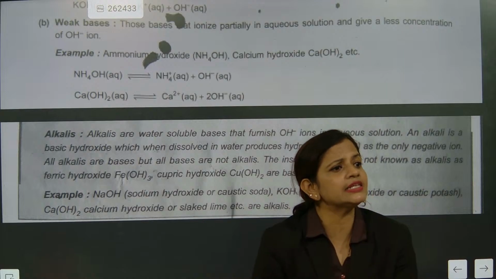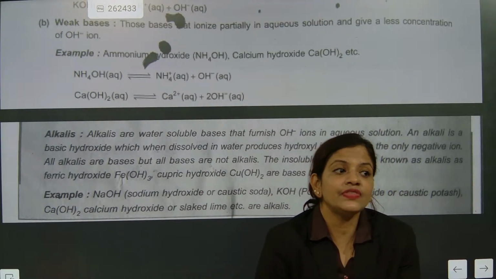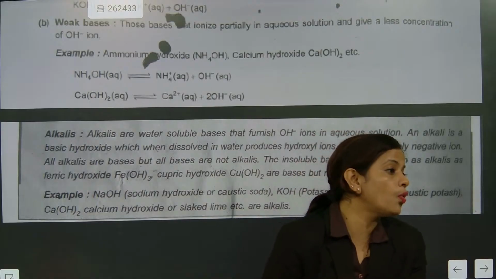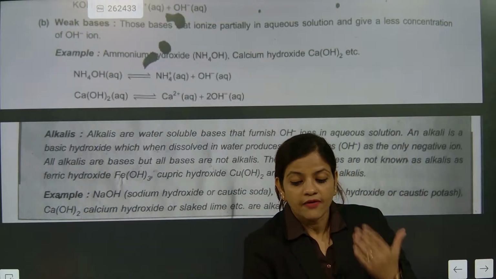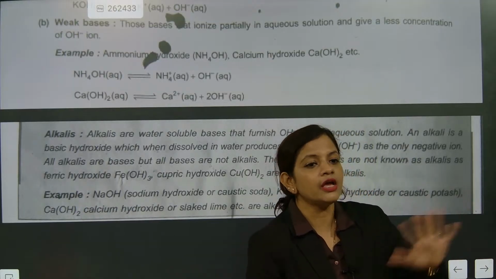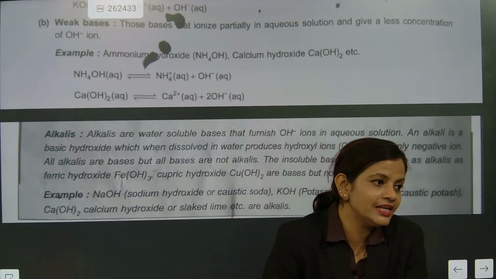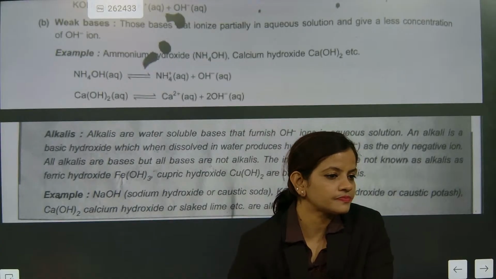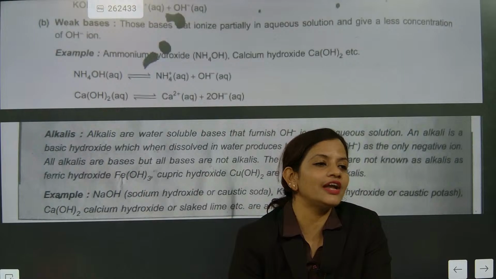See, which base is soluble in water? They are called alkalis, and they can go for neutralization reaction because they are releasing OH minus. Did you understand the concept? So the bases which are releasing OH minus, meaning water soluble, are called alkalis, and the bases which are not water soluble are only bases, they will not be called alkalis.